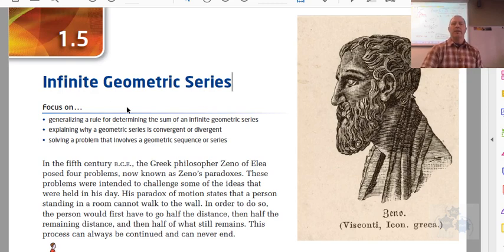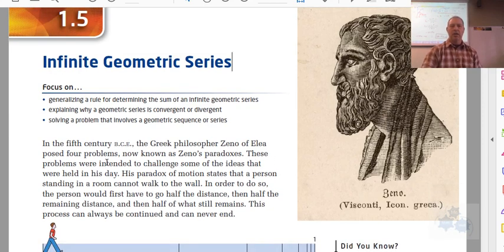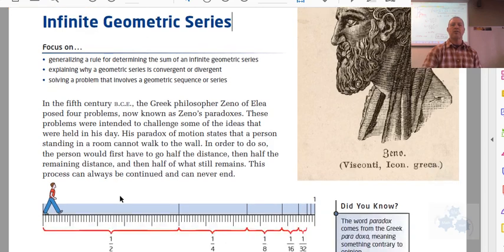Okay, so let me take you back a long, long time ago, 5th century BC. We're talking about a Greek philosopher, Zeno of Elea. He posed 4 problems now known very famously as Zeno's paradoxes. One of them was this, and I'll just read it here. His paradox of motion states that a person standing in a room cannot walk to the wall. In order to do so, the person would first have to go half the distance, then half the remaining distance, then half of what still remains. This process can always be continued and can never end.